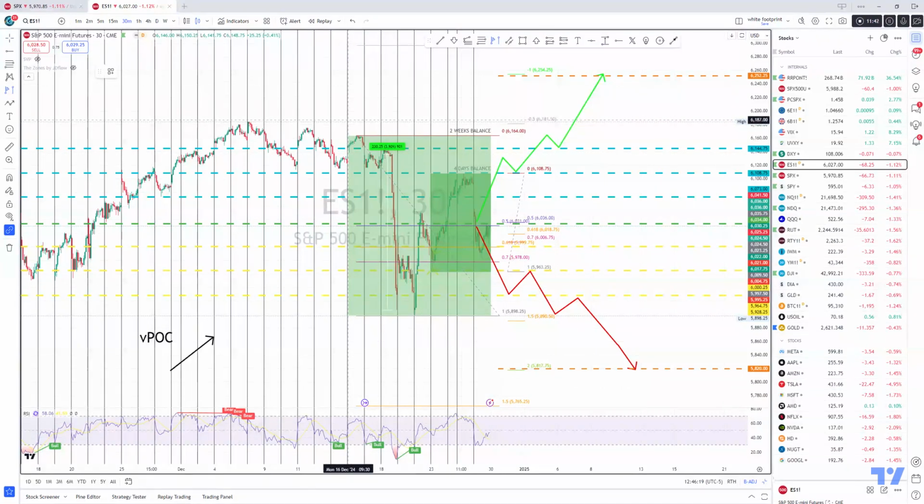Now, when you take the profile and you look at the last 2 weeks balance, you can see that the midpoint of that is right around here. It's right below the midpoint of the actual balance zone. So we have it right here about 6015. So just be careful with that because obviously it's a POC and normally the market has a tendency to gravitate to POCs. So when you look at that, that's what basically we got out of that area.